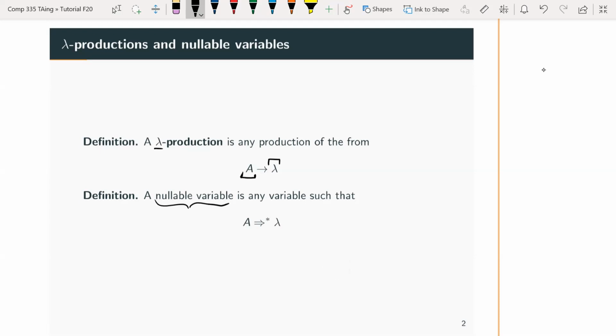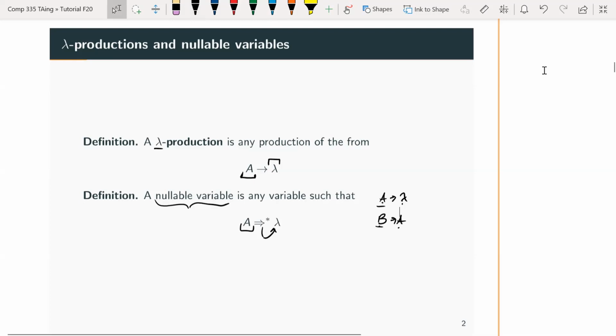Okay, and then from that lambda production definition, we can derive another definition, which is of a nullable variable. So what is a nullable variable? It's any variable A such that through one or more production rules, derivation rules, you can get your empty string. So for instance, if I have A gives me lambda, then of course A is nullable. But if I have B gives me A, then B is also a nullable variable since you can go from B to A and then from A to lambda.